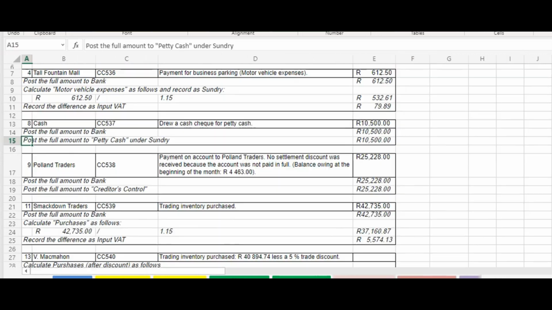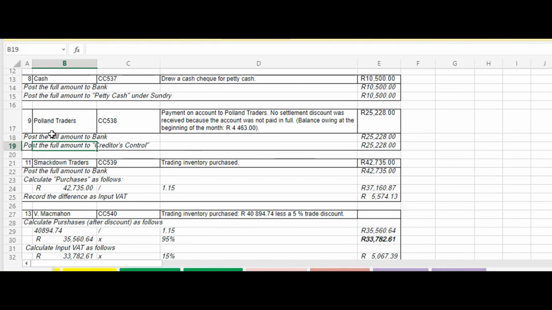Okay, go back to our calculations tab. Now we look at this thing that happened on the 9th. So on the 9th, we paid Poland traders. Okay, it's a payment on the account to Poland traders. No settlement discount was received because the account was not paid in full. They give us the balance at the beginning of the month, but it isn't applicable because it's not a settlement. So the amount that we paid is the only thing that is relevant, and that is what we are going to record. We are going to post the full amount to the bank account, and the full amount to creditors control.